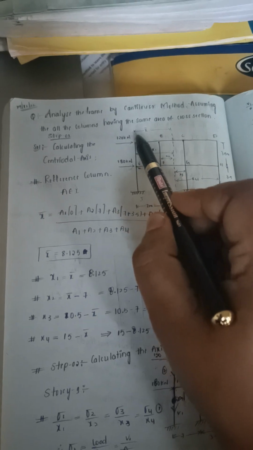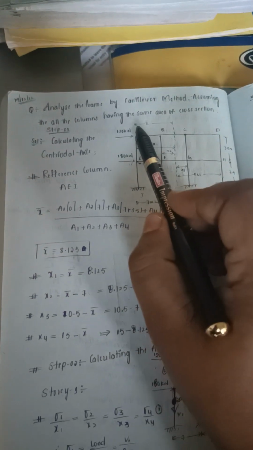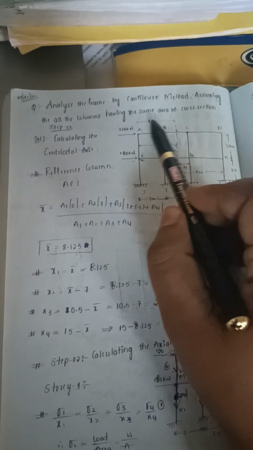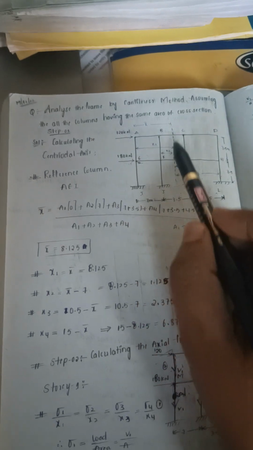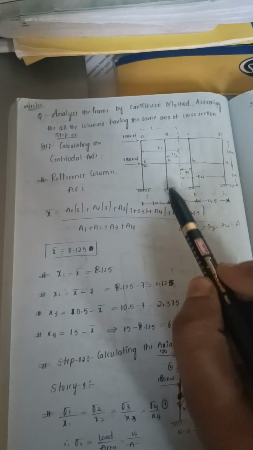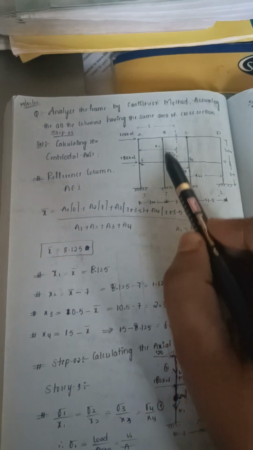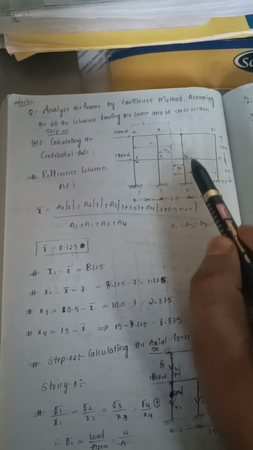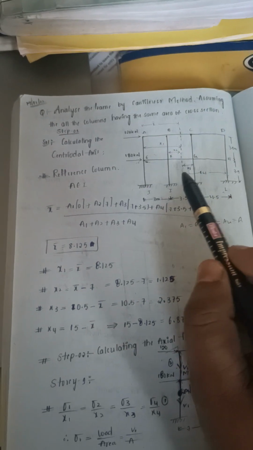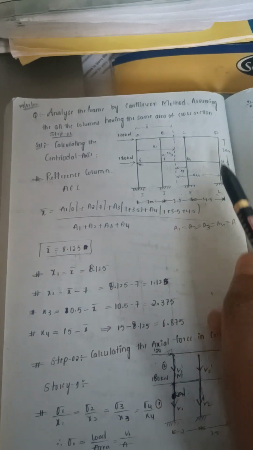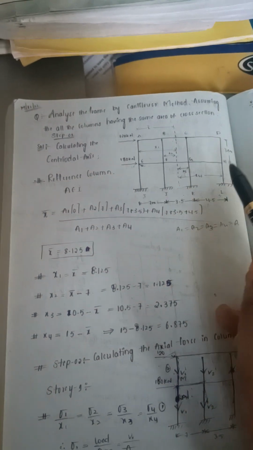Let us take AEI as the reference column, and from the reference column, the centroidal axis is at x bar. We need to find this x bar, and also x1, x2, x3, x4. What are these? X1 is the distance from the first column AEI to the centroidal axis. Then x2 is the distance from the centroidal axis to the second column BFJ. Next, CGK and the distance between CGK and the centroidal axis is x3. Next, the distance between the centroidal axis and the last column, DHL, is x4. We need to find these.